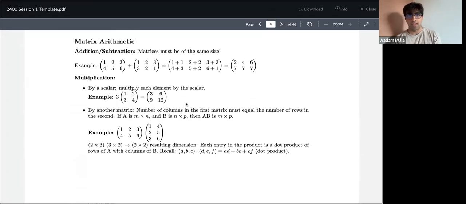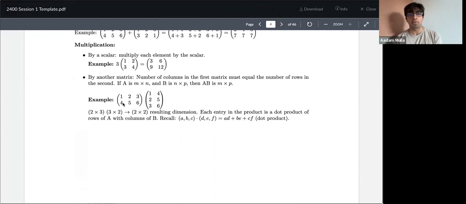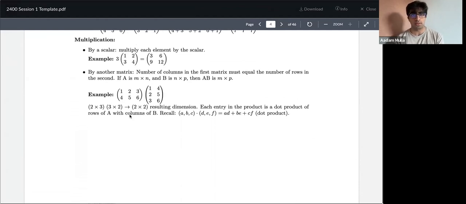Okay, matrix arithmetic. I hope adding and subtracting matrices is relatively straightforward. You add each element. Multiplying by a scalar, you scale each element. So the 3 multiplies each element in this matrix. And then multiplying by another matrix is a little bit trickier. Let's just go through how it works with this example.